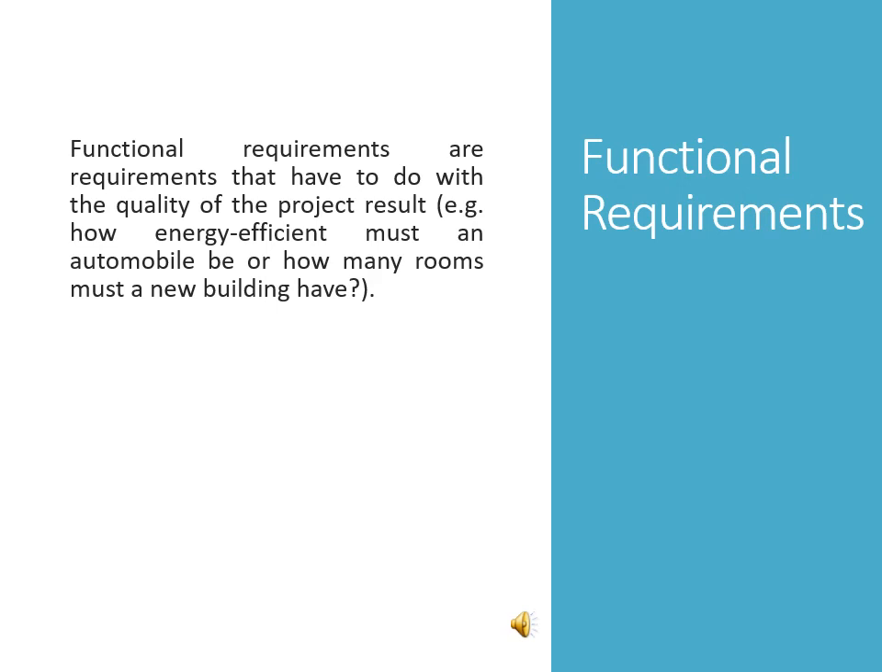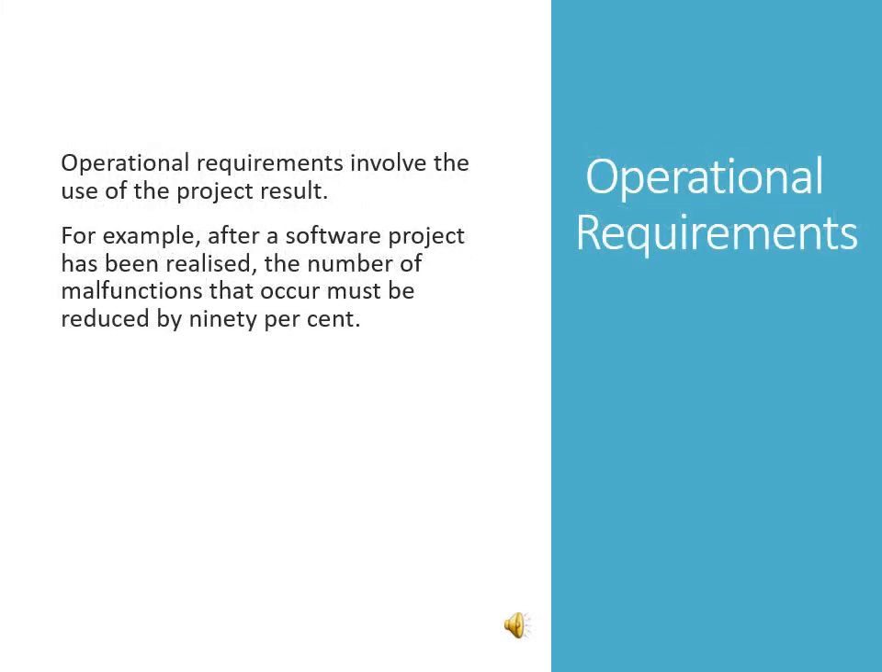There are the functional requirements. These are those that have to do with the quality of the project result. Let's say, for example, how energy efficient must an automobile be, or how many rooms must a new building have. The operational requirements involve the use of the project result. For example, after a software project has been realized, the number of malfunctions that occur must be reduced, let's say, by 90%.